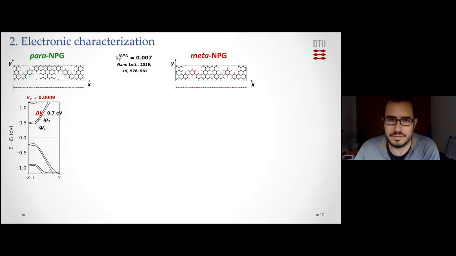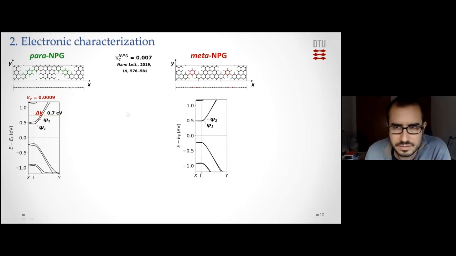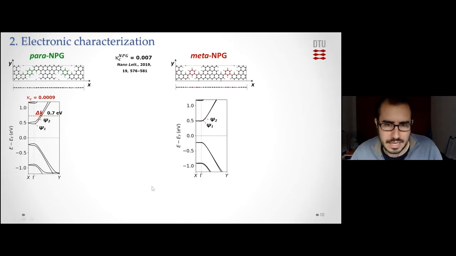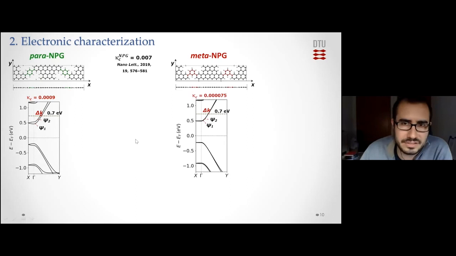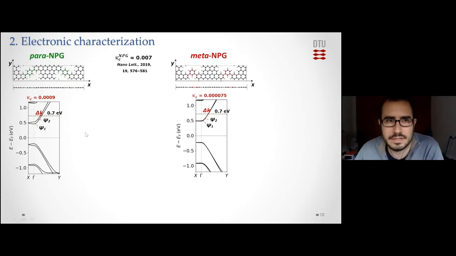that decreases the conductivity itself. But when we go to the meta, you can see that the band structure is quite similar, but this time the two low energy longitudinal bands are almost one on top of each other. So when we extracted this interchannel coupling coefficient, it's almost 100 times smaller than the nanoporous graphene, and more than 10 times smaller than the para nanoporous graphene. So this should have an effect on transport, clearly.